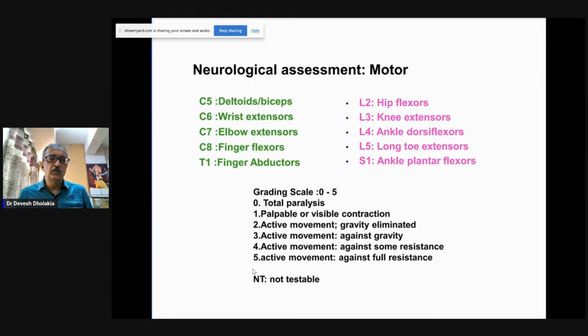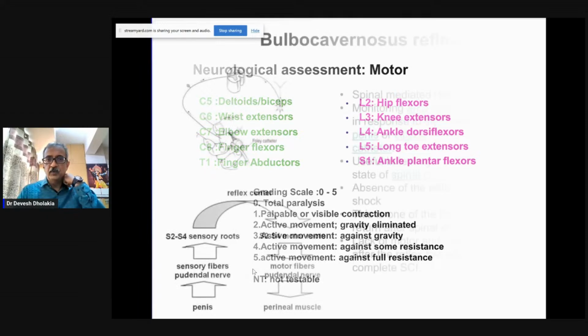Each has its own way to examine, and we have to do a complete motor examination of the upper and lower limbs and give a scoring system for that. So you have to examine the sensory and the motor function according to the level.